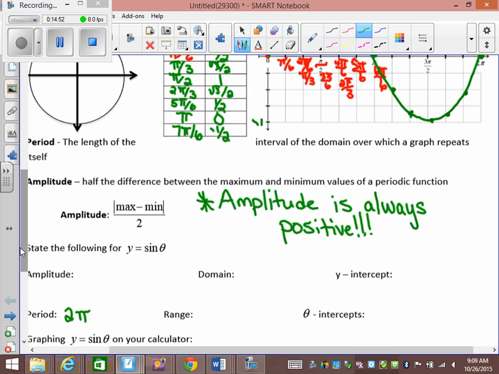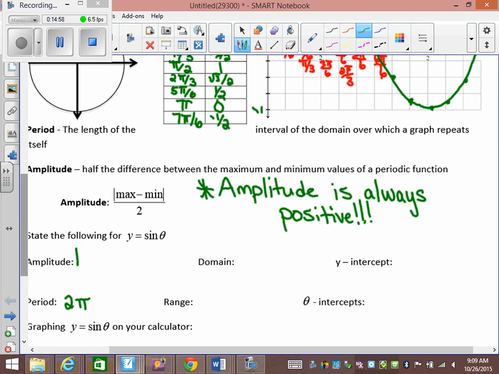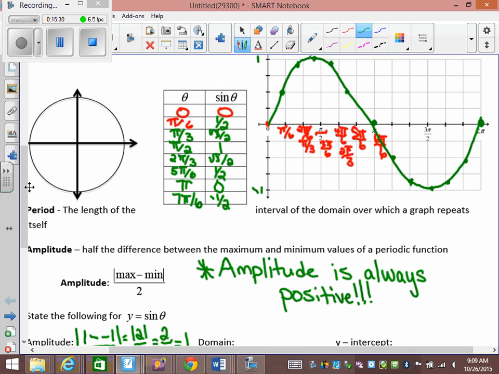Okay? So what's the amplitude of this graph? Well, let's figure it out. It's going to be the absolute value of the max minus the min, divided by 2. What's the maximum that graph goes to? What's the highest it goes to? Yeah, 1. Minus, what's the lowest it goes to? -1. So it's actually 1 minus a negative 1, which is 2. The absolute value of 2 over 2 is 2 over 2, which is 1. So we're saying that this graph has an amplitude of 1. Does that make sense? Well, from the middle of the graph, which is here, this is the middle of my graph, right?